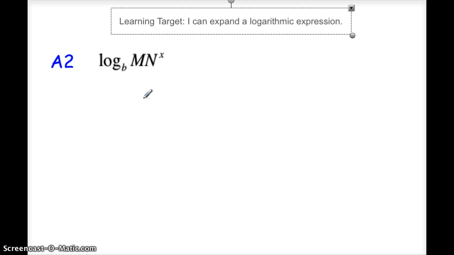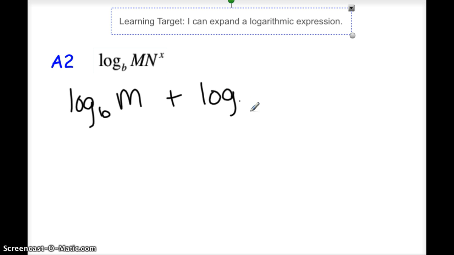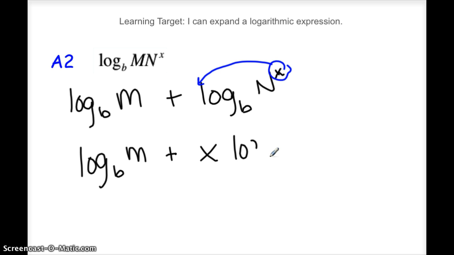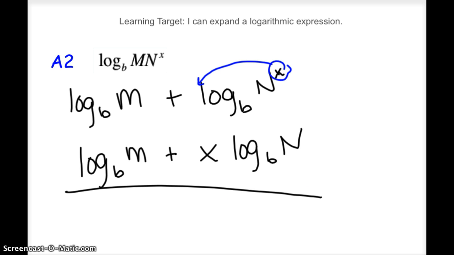The rest of the examples are just going to be combinations of those basic three properties. Here I have m and n that are multiplied, but more specifically n has a power. So I'll take baby steps. I'll break up the multiplication first by adding the two logs together. But I'm not done because this n has an exponent, so we just have to bring that power out front. So we'd have log base b of m plus x log base b of n. And this here would be the final expansion.